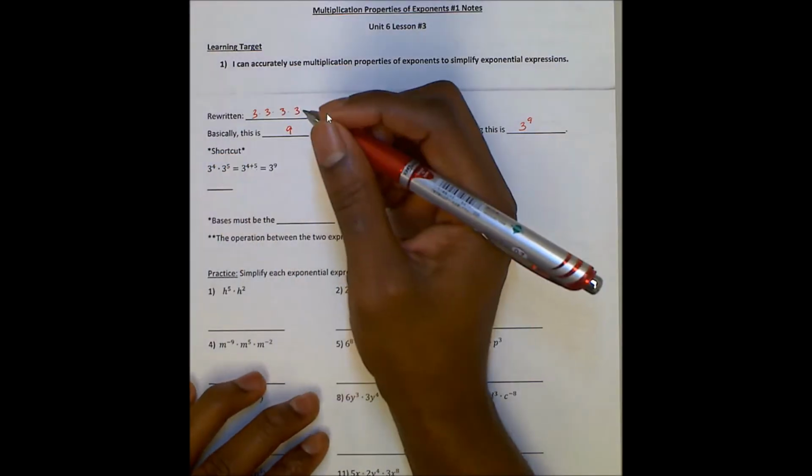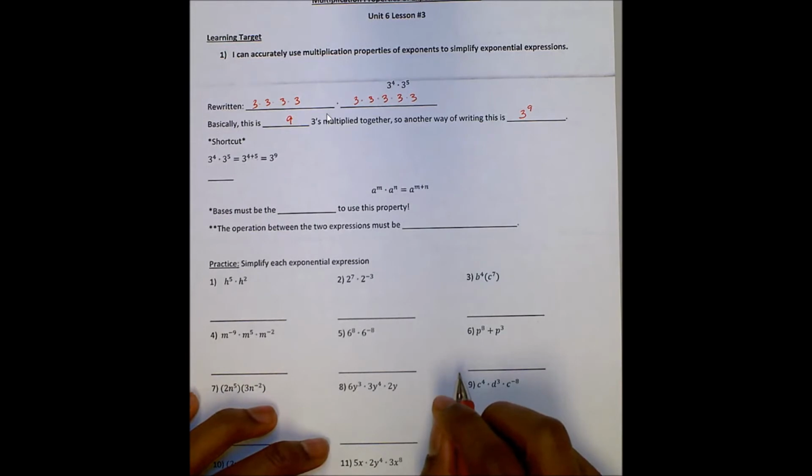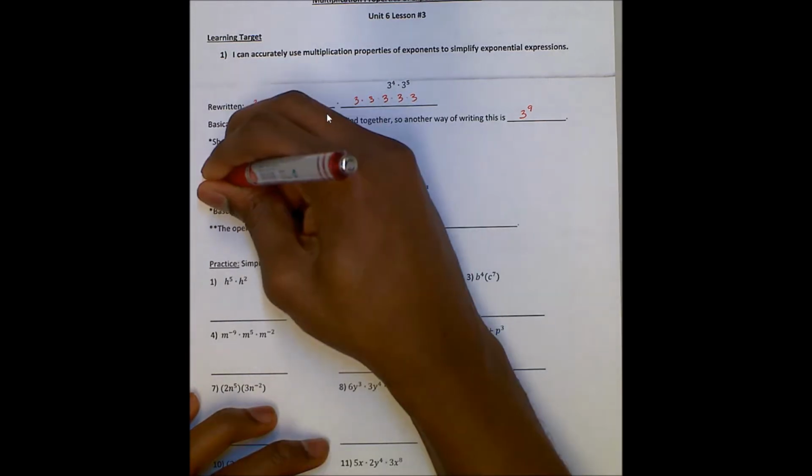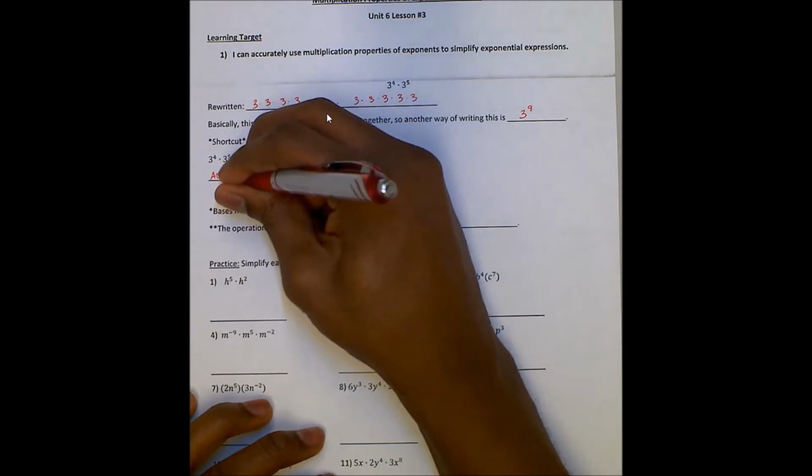I don't think that's important. So the shortcut is to add exponents.